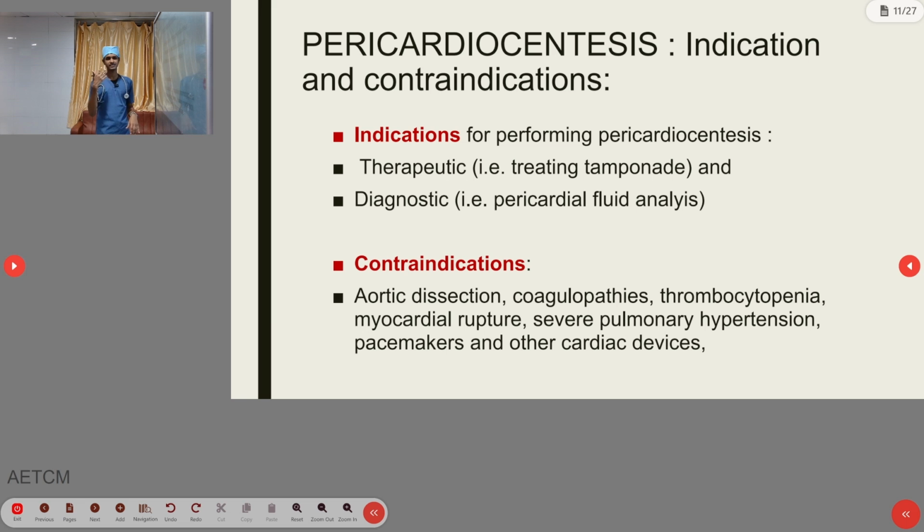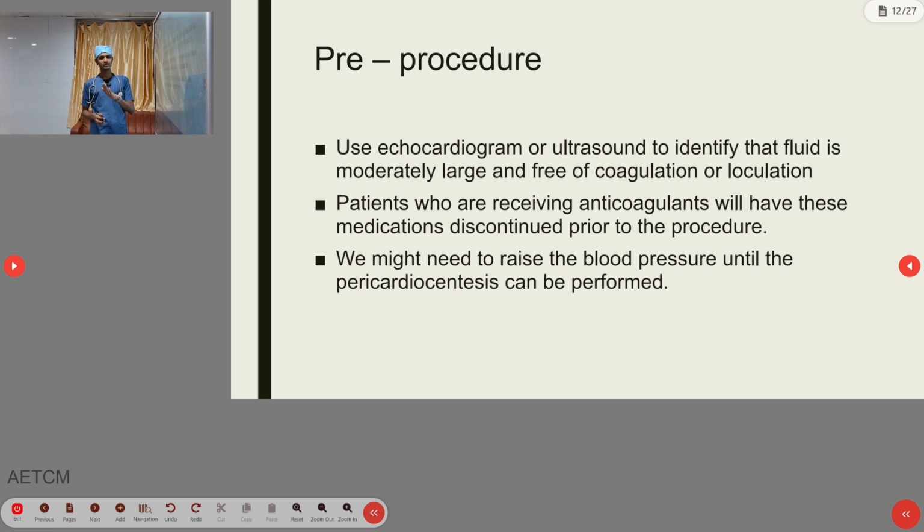Contraindications: aortic dissection, any coagulopathy, thrombocytopenia, myocardial rupture, severe pulmonary hypertension, and then pacemaker and other cardiac devices. Before the procedure, we have to ask about anticoagulants, whether the person is taking any anticoagulation or not. If they are, you have to withhold it for some time, and with the echo we have to check whether the fluid is free from coagulation, whether any blood clot is there or not.